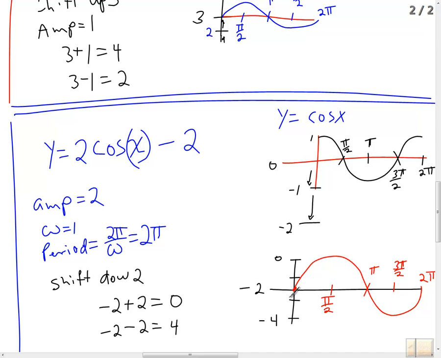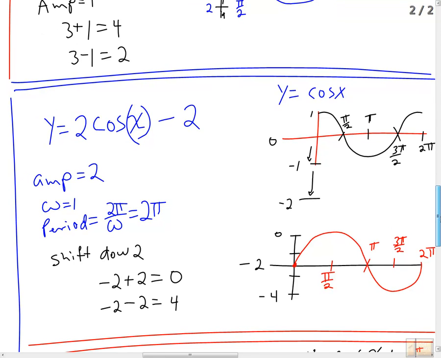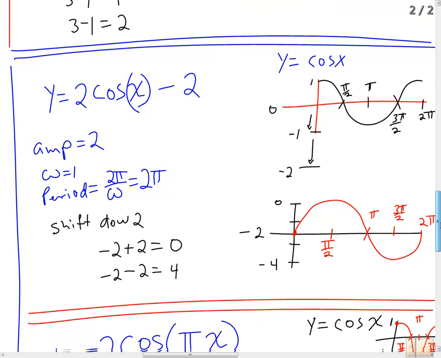-2. And since our baseline starts at -2 and our amplitude is 2, we're going to take -2 and add 2, and so that makes the graph go up to 0. And we're also going to subtract 2, and that's going to make it come down to -4. And since omega is 1, we're still going to go to pi over 2, pi, 3 pi over 2, and 2 pi. So our period has not changed.